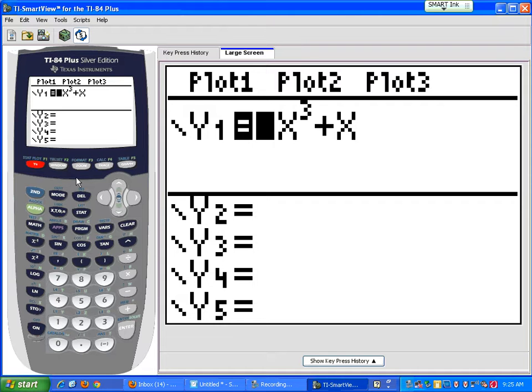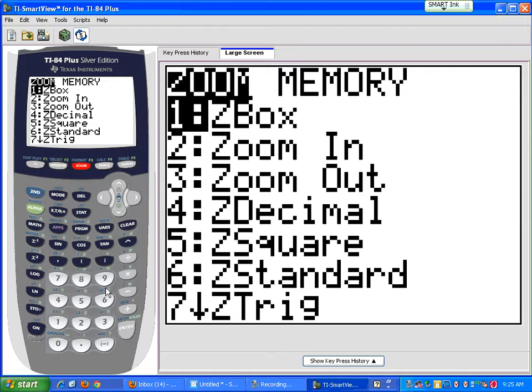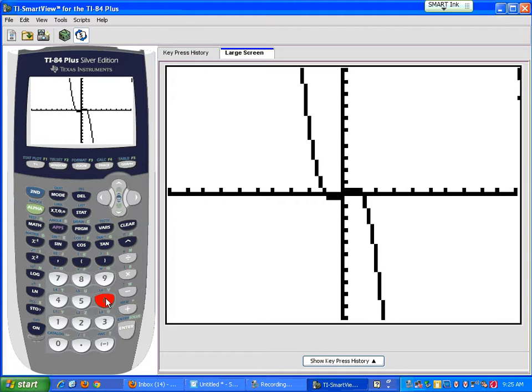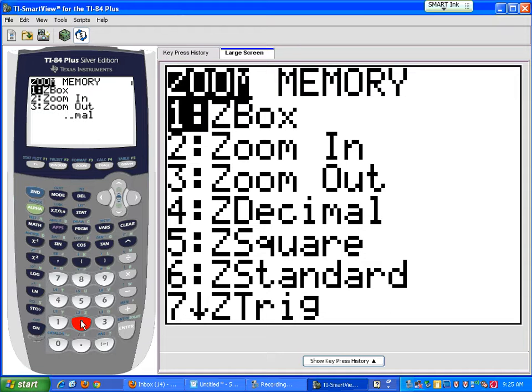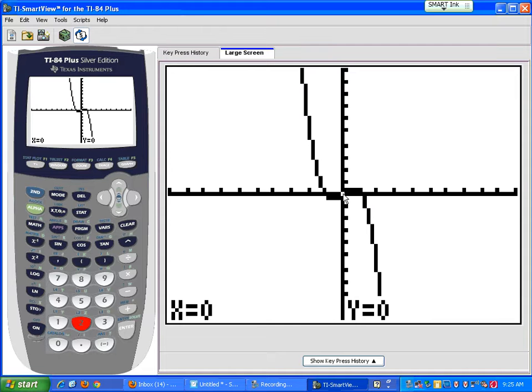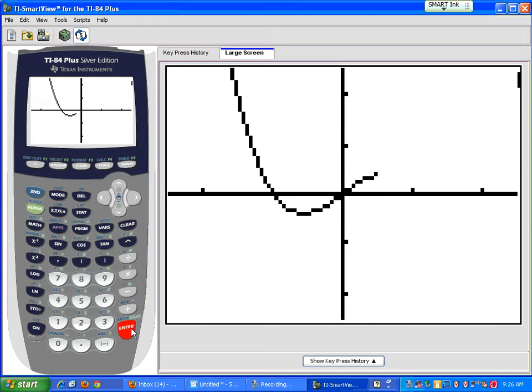So hit zoom 6 because we usually want to look at a standard window first. If I'm looking at this equation, I want to find all the intervals, the x-intercepts, and everything on my graph. It's hard to tell what's going on in this little middle part, so what could I do to figure out what's going on inside here? Zoom in. If I zoom number 2, which is zoom in, and hit enter right there with my cursor so that it's zooming in on that middle part, that gives me a better idea of what is going on inside my graph.